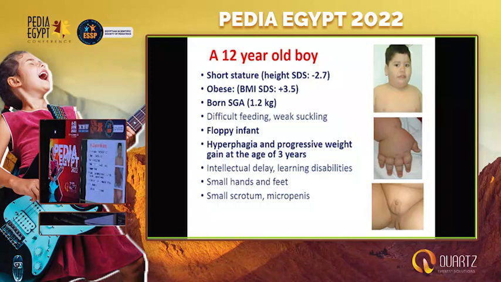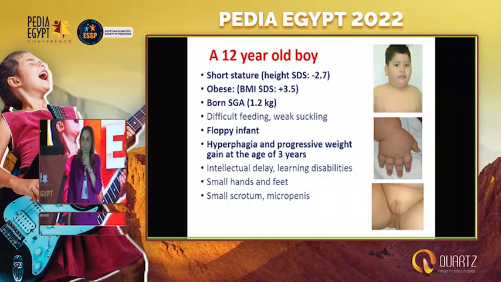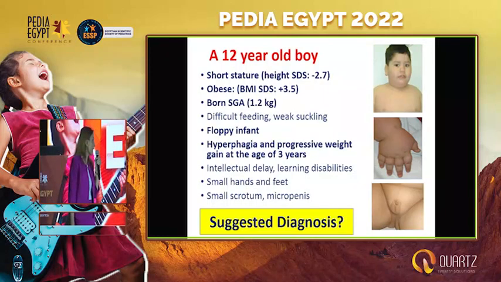The mother reported having intellectual delay and learning problems as well. And he has small hands and feet, and as you see, the genitalia, he has micropenis and small genitalia. What is the suggested diagnosis here? Thank you very much. This is Prader-Willi syndrome.